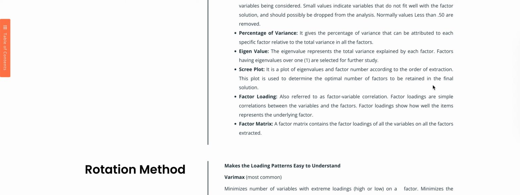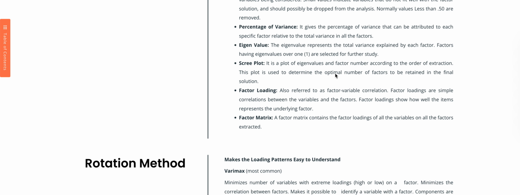Factor loadings are simple correlations between the variables and the factors. Factor loading shows how well the items represent the underlying factors, and the factor matrix contains the loadings of all the variables on all the factors extracted.